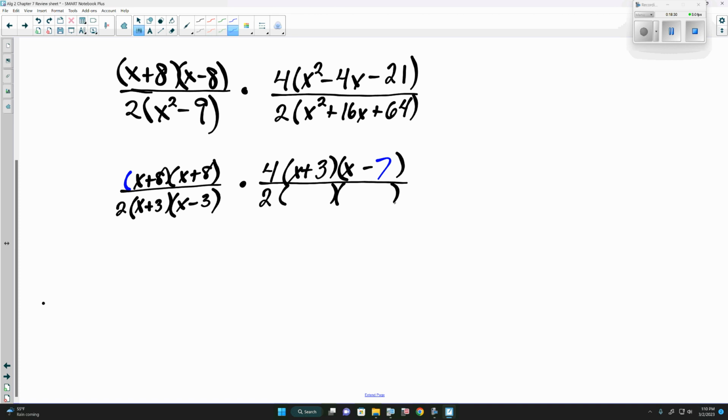Last one, x squared plus 16x plus 64. So we would have plus and plus, x and x, and then 8 and 8. Because 8 times 8 is 64, and 8 plus 8 is 16. And we multiply these together and cancel out what's in common on top and bottom.